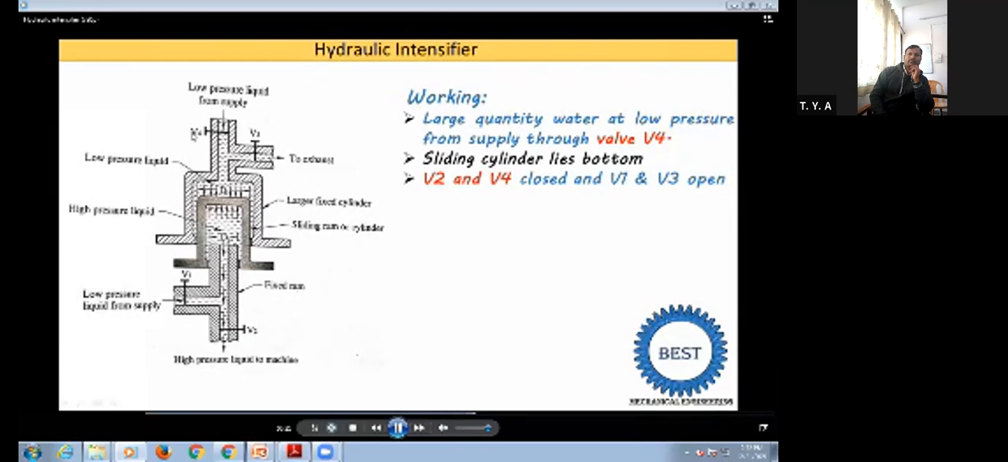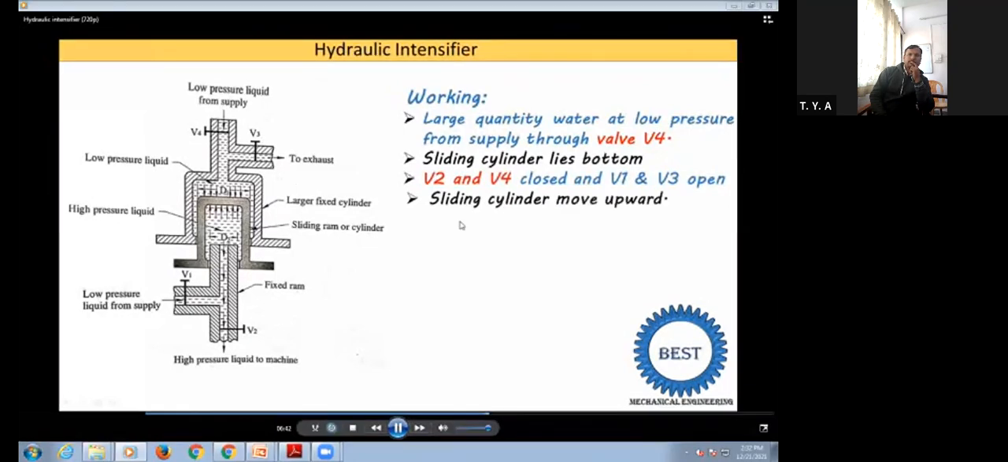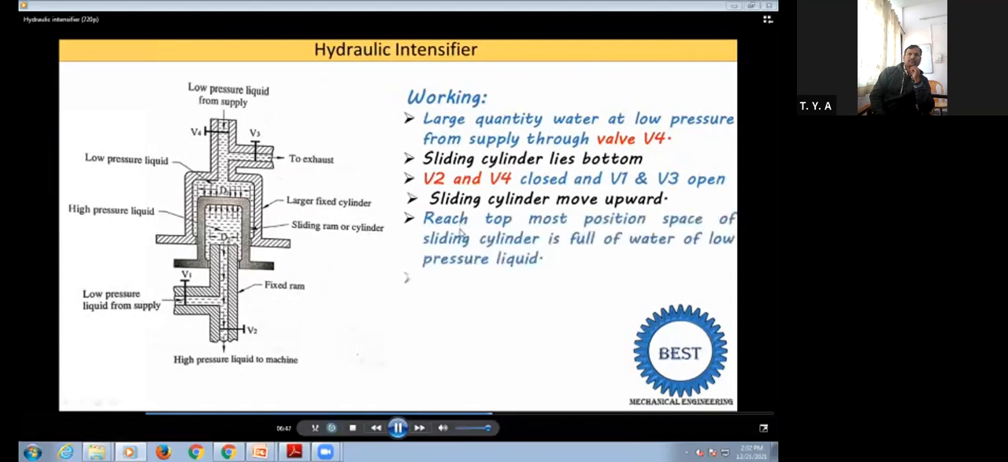The water available in these large fixed cylinders is exhausted through the valve V3, and the sliding ram achieves its topmost position. The sliding ram cylinder moves upward and reaches the top.